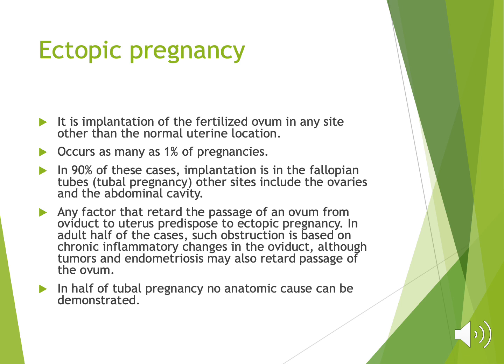Any factor that hinders the passage of the ovum from the fallopian tube to the uterus predisposes to ectopic pregnancy. For example, we mentioned previously that pelvic inflammatory disease could result in scarring of the fallopian tube and increase the risk of ectopic pregnancy. Sometimes no cause is seen.